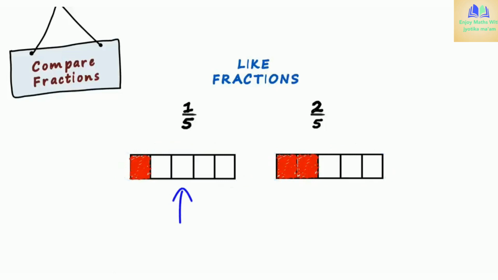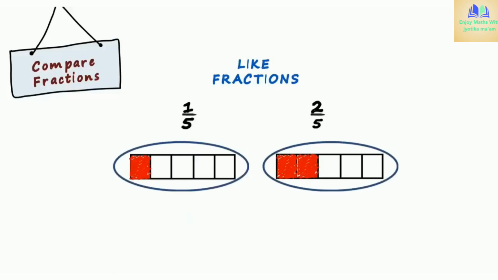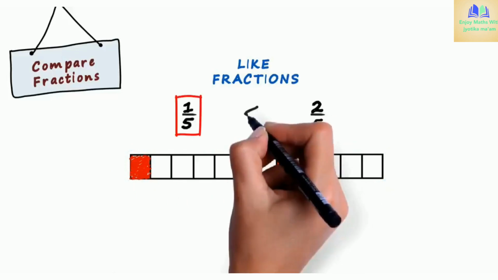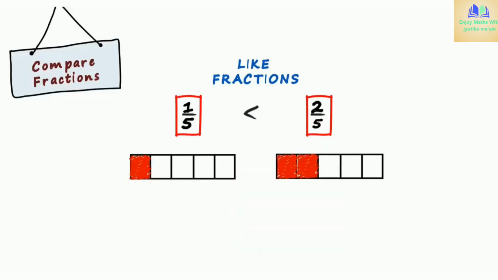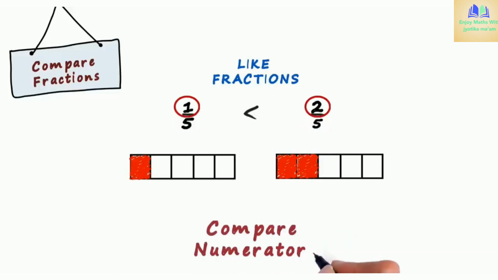Which part is smaller? It is obvious that this part is smaller as a lesser portion is colored. We are comparing 2 boxes of the same size, each divided into 5 equal parts. Hence, 1 by 5 is less than 2 by 5. This was easy.